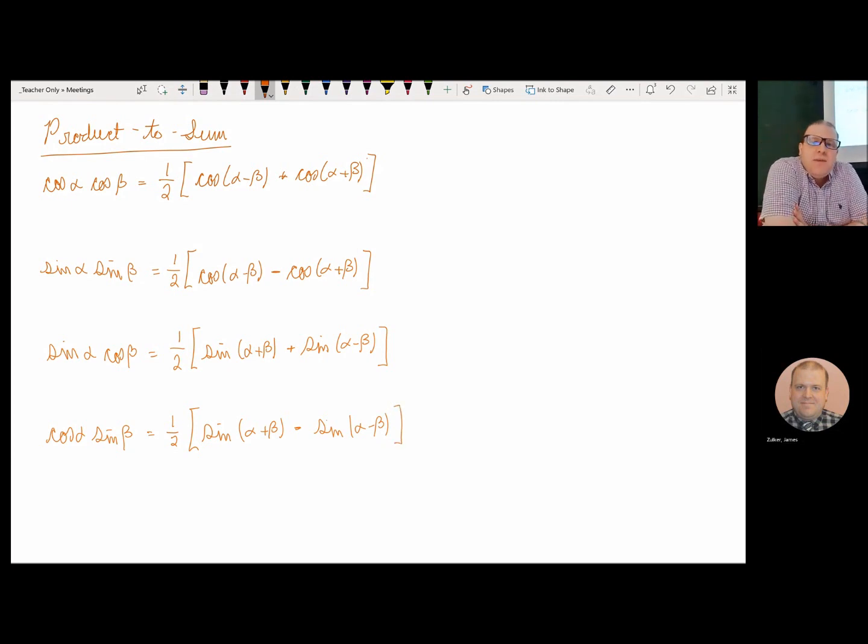Sine of alpha times cosine beta is 1/2 the quantity sine of alpha plus beta plus sine of alpha minus beta. Then you also have cosine of alpha sine of beta, which is 1/2 sine of alpha plus beta minus sine of alpha minus beta. Keep in mind, of those last two, you actually need one of them.